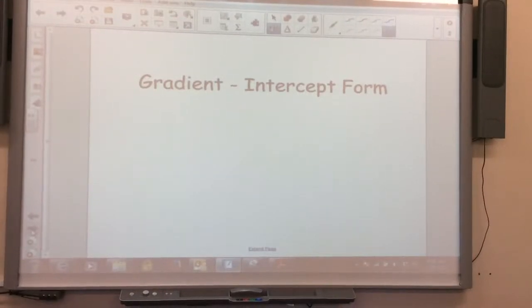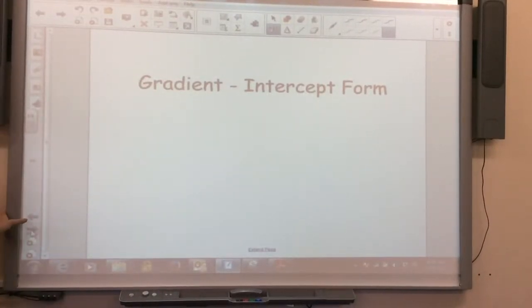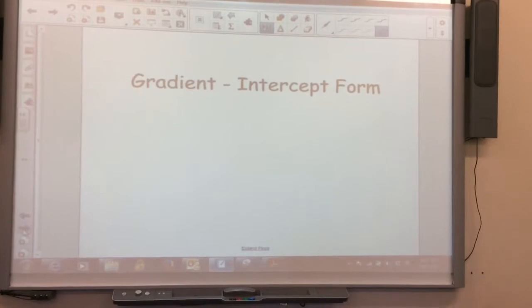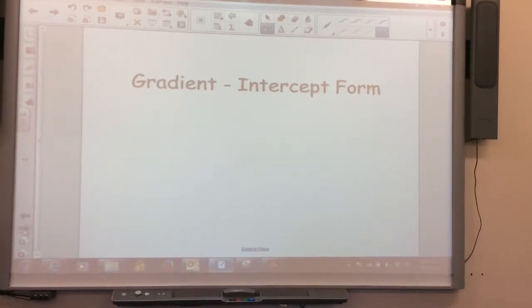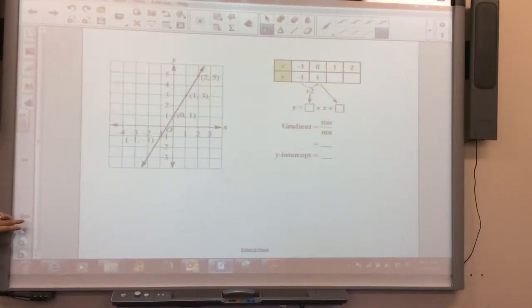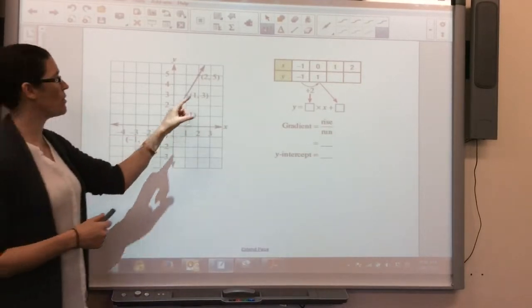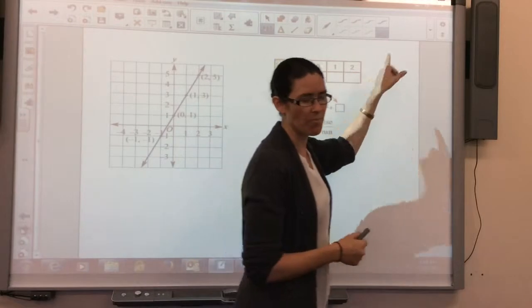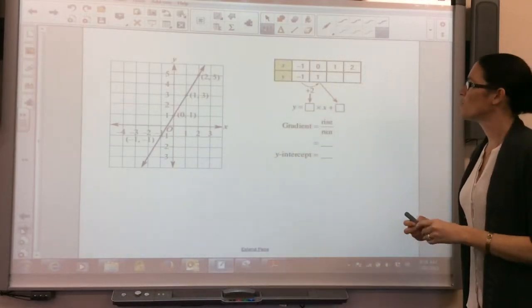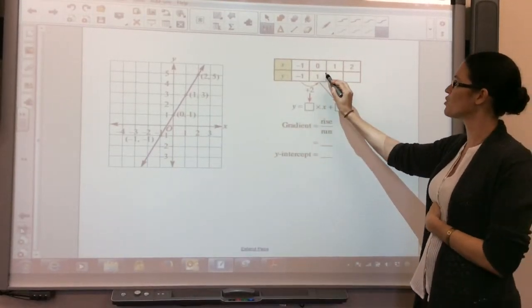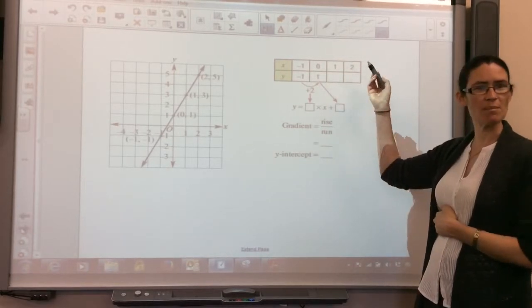Okay, so the gradient intercept form is what we're going to use to look at the equation of a line. So we're going to start with what we already know. Now, just like in the quick quiz, this is a table of values. Can we see the pattern here is going up by 2s? So what would I expect the next number to be?